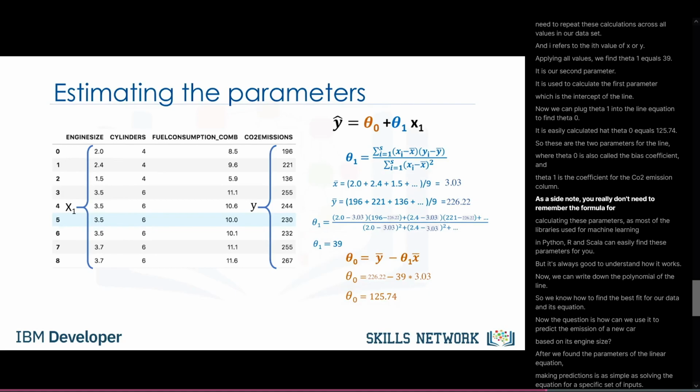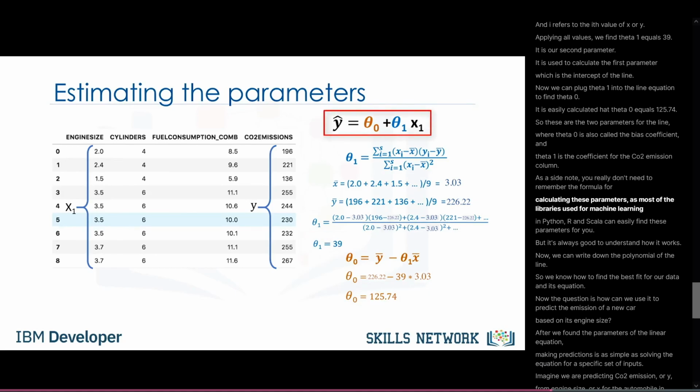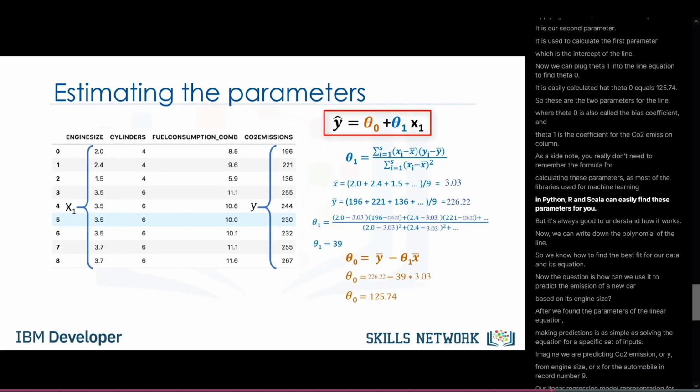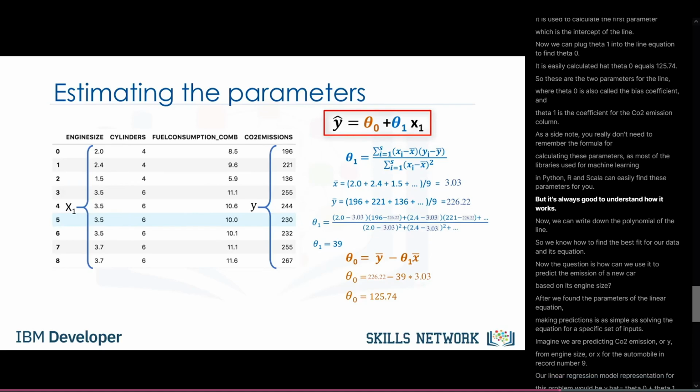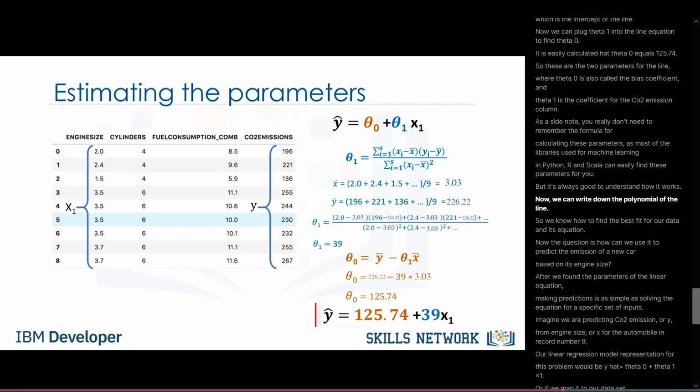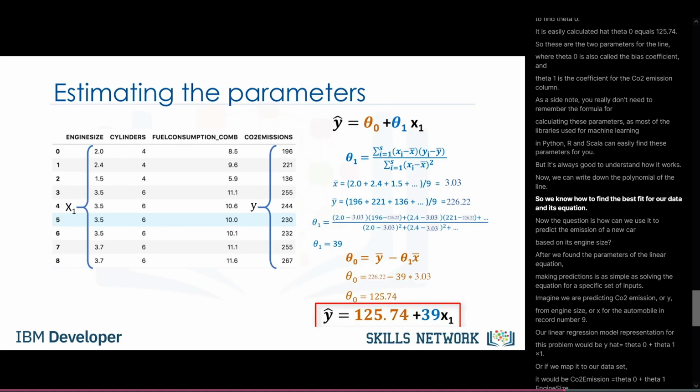As a side note, you really don't need to remember the formula for calculating these parameters, as most of the libraries used for machine learning in Python, R, and Scala can easily find these parameters for you, but it's always good to understand how it works. Now, we can write down the polynomial of the line. So, we know how to find the best fit for our data and its equation.